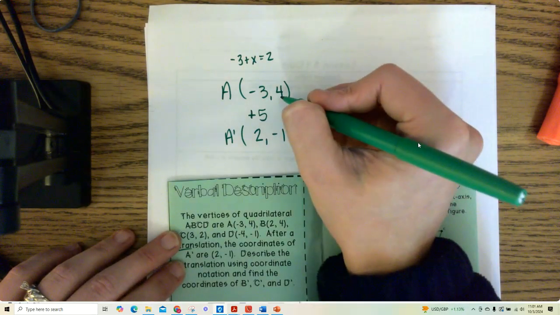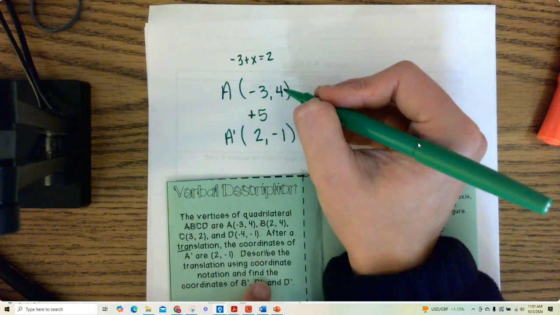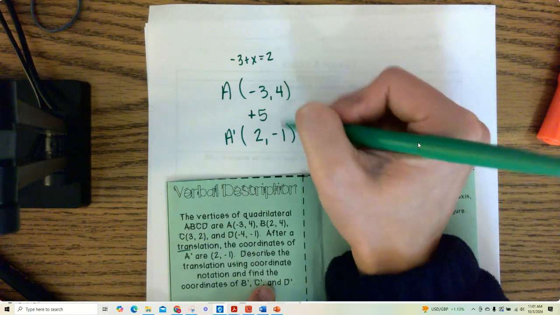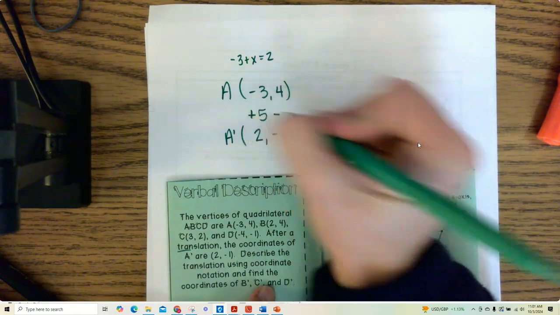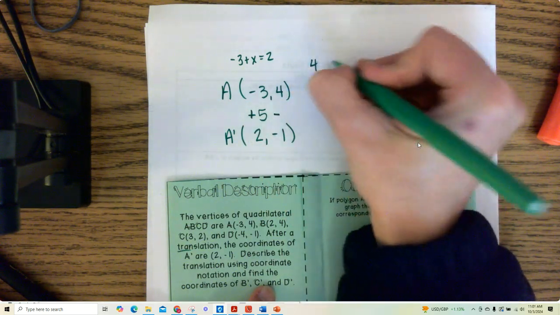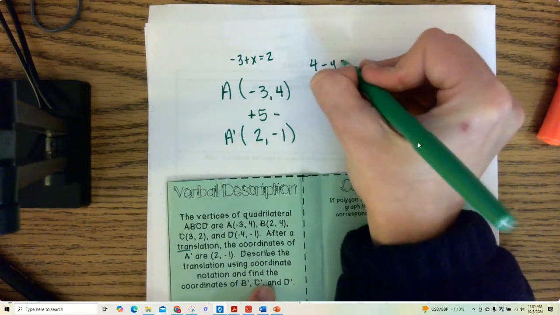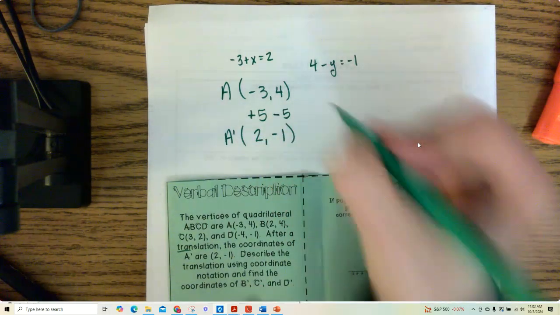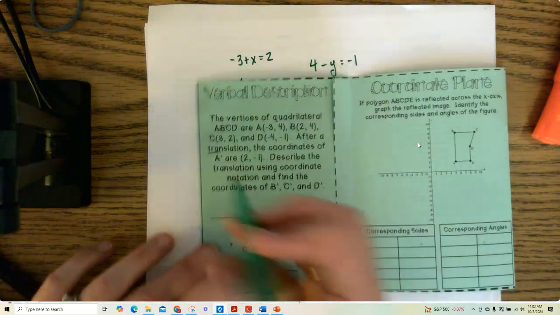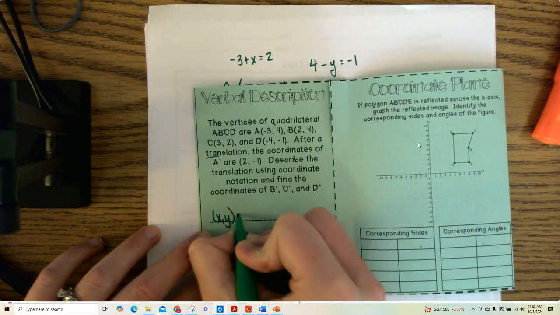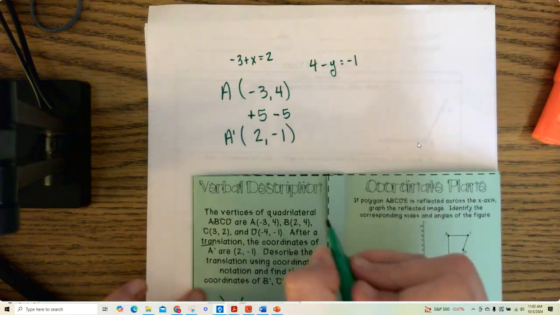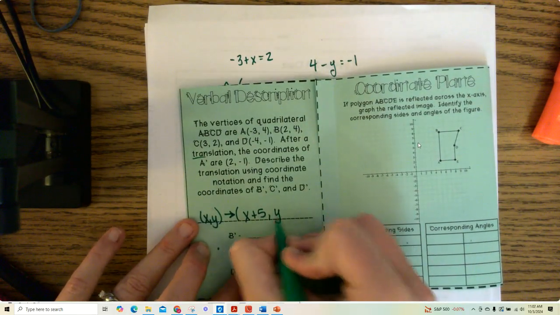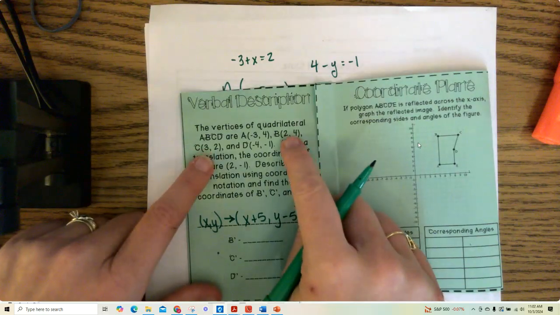Okay, and then 4, we're going down. It doesn't tell us we're going down, but we're decreasing here. From 4 to -1, we're decreasing, so we're subtracting. Again, you could do 4 minus y equals -1, and you could solve it. But here we're subtracting a 5. So in coordinate notation, x, y turns into x plus 5, y minus 5. And we can do that to all these points.